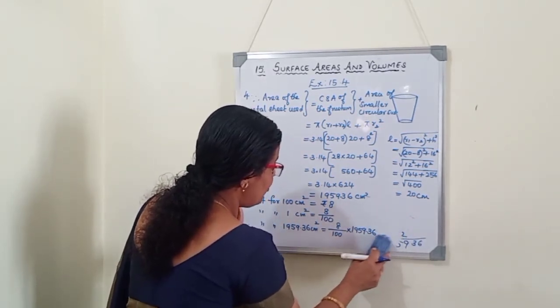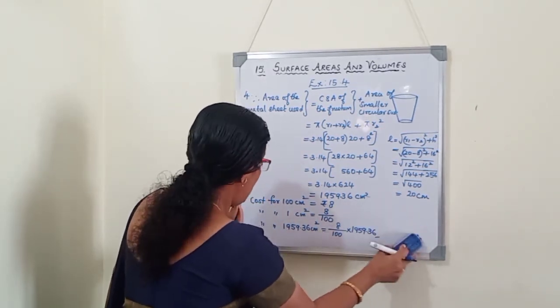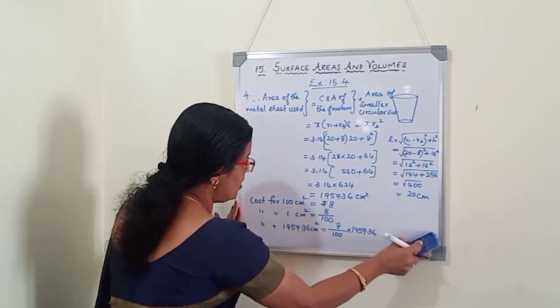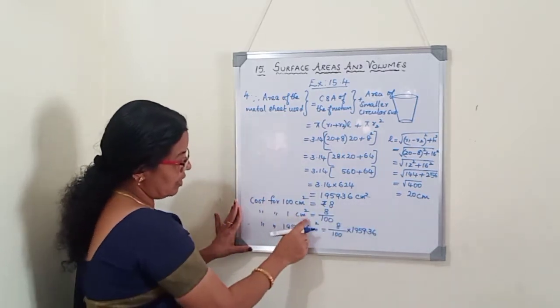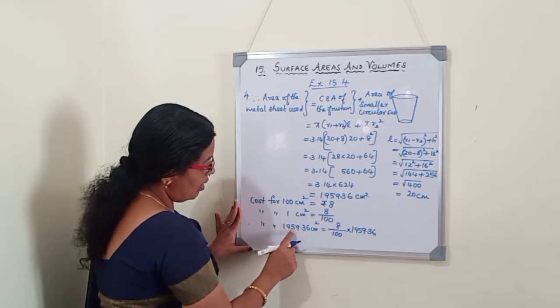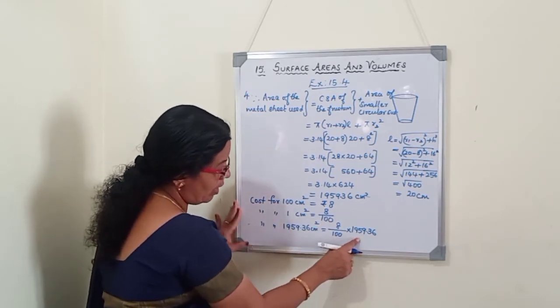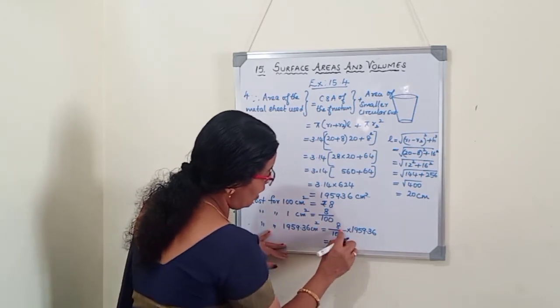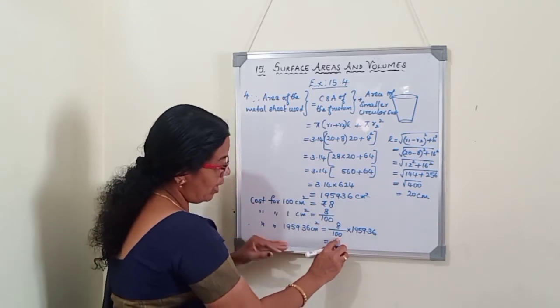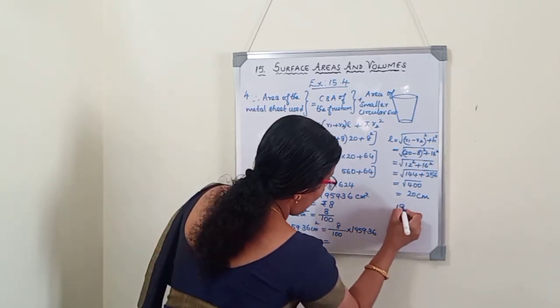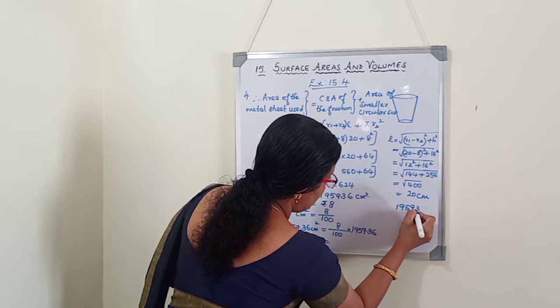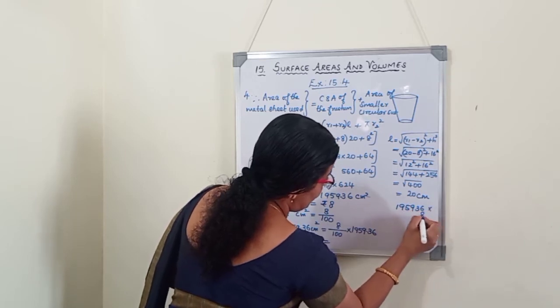So, cost of the material for 100 centimeter square is 8 rupees. First we should write 1 centimeter square 8 by 100. So, this much centimeter square into that. Now we will multiply these two and divide by 100. So, 195936 into 8.